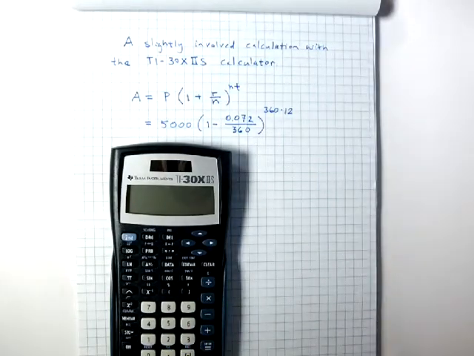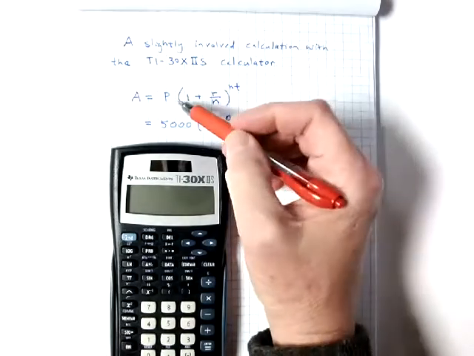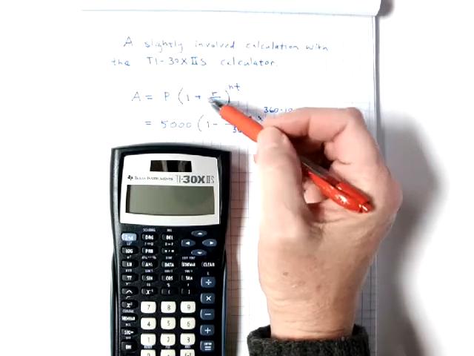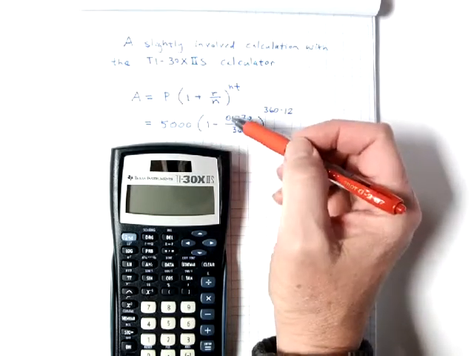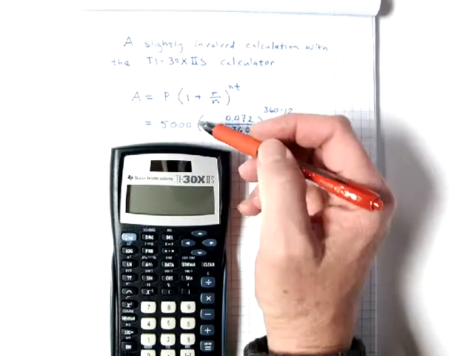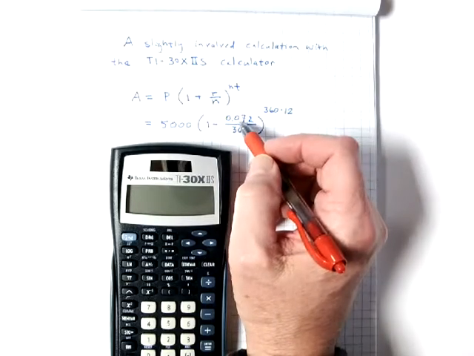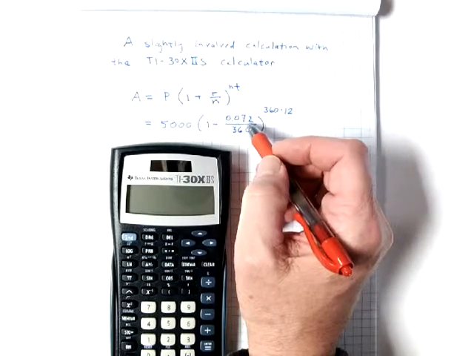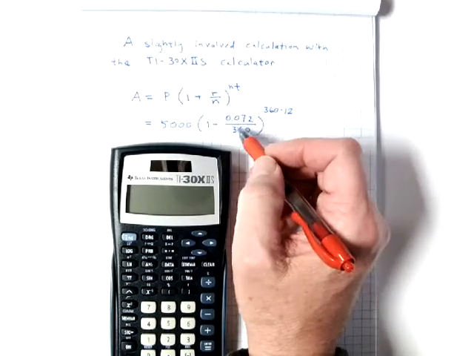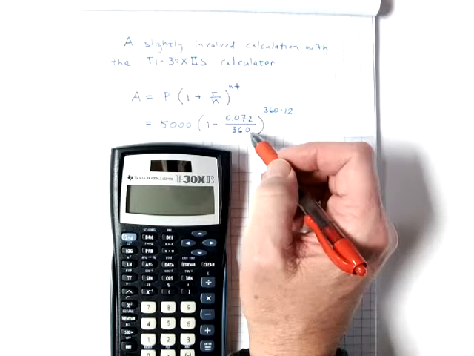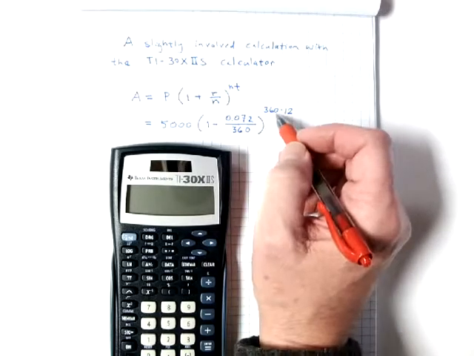The example I have here is a compound interest calculation. So I've written down the compound interest formula, and then I made up some likely numbers to substitute: a principal of $5,000, an annual interest rate of 7.2%. We're going to compound daily, so we use the banker's rule, 360 days per year, and we're going to go for 12 years.